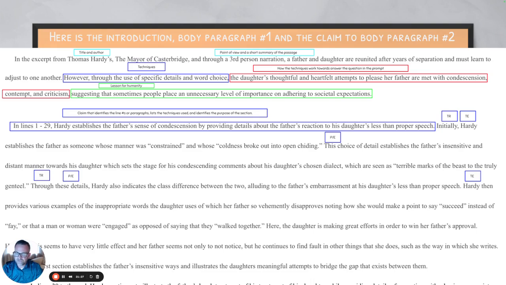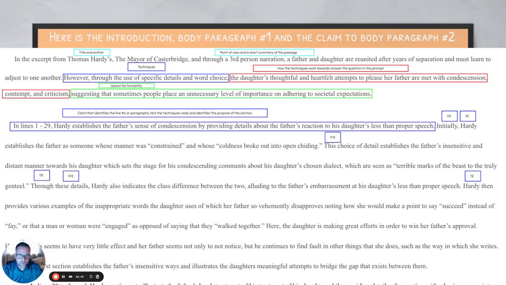In this first section, this first section establishes the father's insensitive ways and illustrates the daughter's meaningful attempts to bridge the gap that exists between them. And that's my introduction paragraph and my first body paragraph. And then I would move on to the next section.